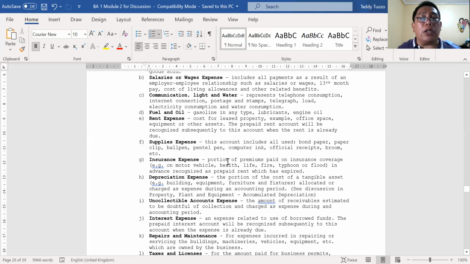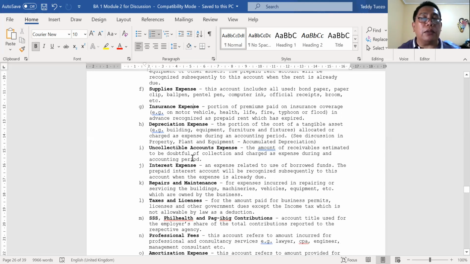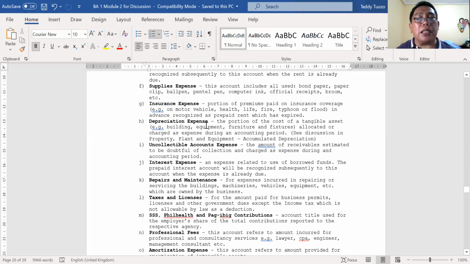The initial recognition of these accounts are really assets, and then when they are already expired or used, they become expense accounts. Then depreciation expense, this is the one that I also discussed to you. In accumulated depreciation, the accumulated is the sum of the depreciation charges for those depreciable assets.